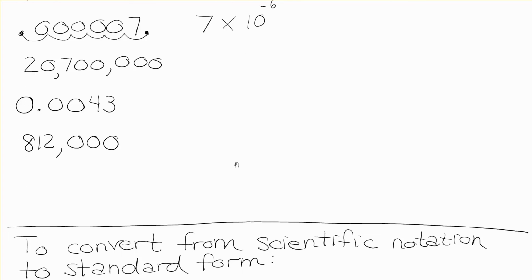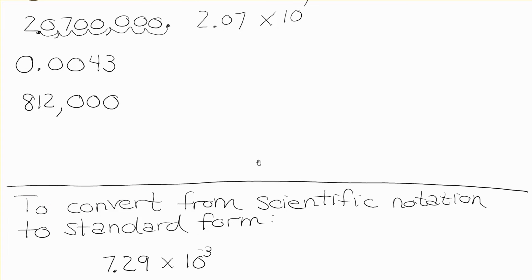We have to have a number in the ones column, so we are going to move our decimal place currently here. We're going to move it 1, 2, 3, 4, 5, 6, 7 places. So we get 2.07. Since we moved it 7 places, we took a big number and made it smaller. So we're going to have to make it big again by multiplying it by a positive power of 10.